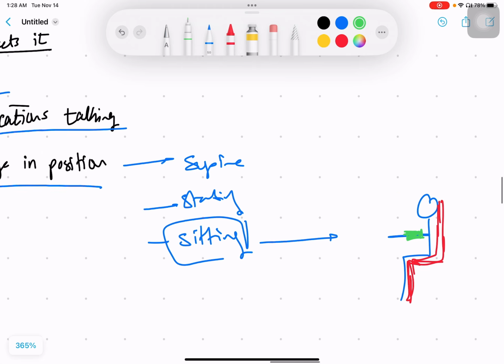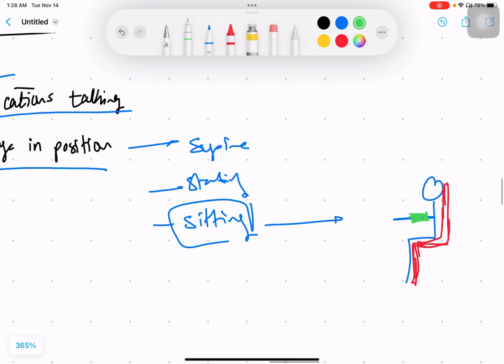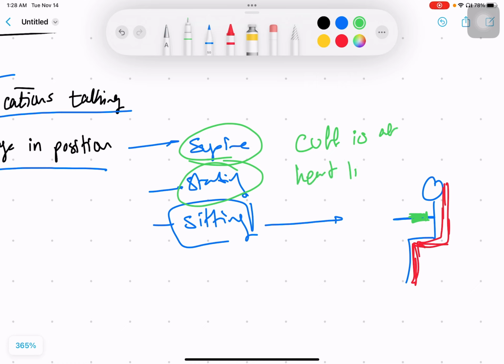Now, of course, the WHO and the American Heart Association say that you can also take blood pressure accurately in the supine and the standing position. However, the most important thing is that the cuff is at heart level, at heart level. Now this is important.